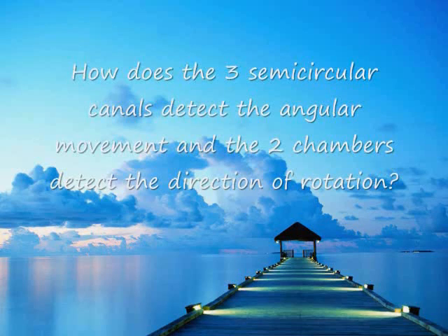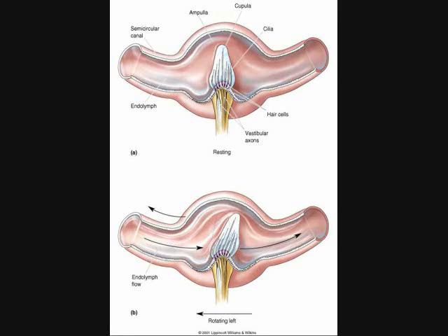So how do the semicircular canals detect angular movement and the chambers detect the direction of the head? The three semicircular canals are arranged in three planes, and they can therefore detect movement in all directions. Every time you rotate your head, the cupula, a jelly-like mass of tissue suspended in fluid, moves against the hair cells, thus sending nerve signals to the brain.